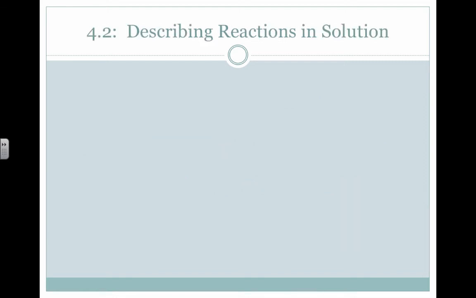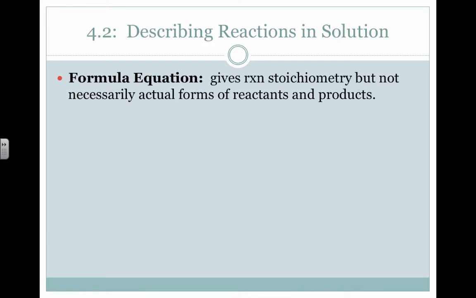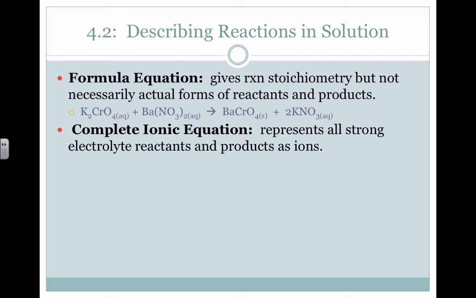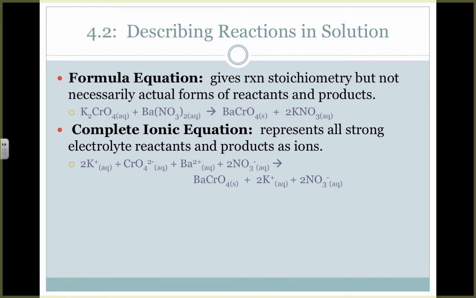We can use a variety of different equations to describe precipitation reactions. We can write formula equations, which are what we've been writing up to this point, which shows the full stoichiometry of all the compounds. We can write complete ionic equations in which anything that is a strong electrolyte or dissociates completely is represented as an ion. So taking the example above, we can dissociate or separate all of the ions in the reactants and all of the ions in the products. Notice, however, we have not separated the ions in our solid product. Because it's a solid, those ions do not dissociate.